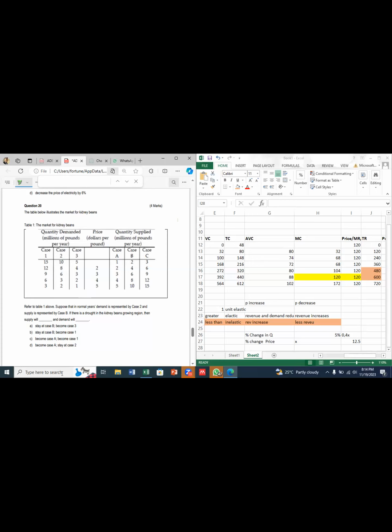So the demand will stay the same or will it increase? It will stay the same. The demand will stay the same. Remember, drought is only a shortage in supply. It's not a shortage in demand, it's a shortage in supply. So it affects the supply, but it does not affect the demand side.